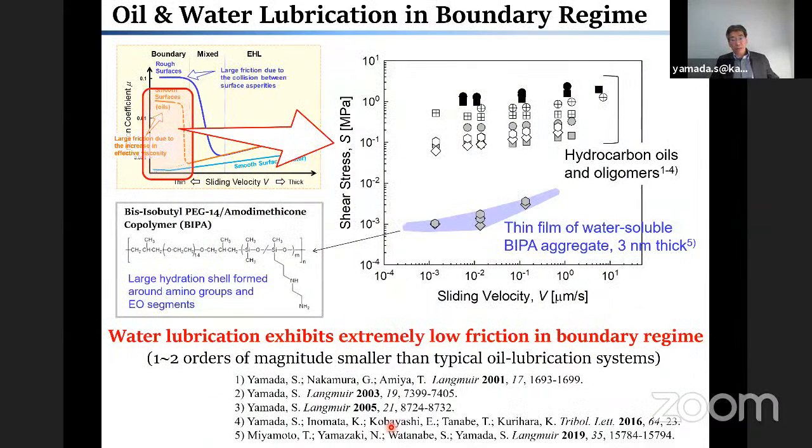These slides show the boundary friction of oil-based and water-based lubrication measured in my group. This molecule, a BIPA, actually used in cosmetic fields, is a water-soluble amphiphilic polymer, which forms a large hydration layer at the sliding interface and exhibits extremely low friction. The friction coefficient is of the order of 10 to the power of -5.